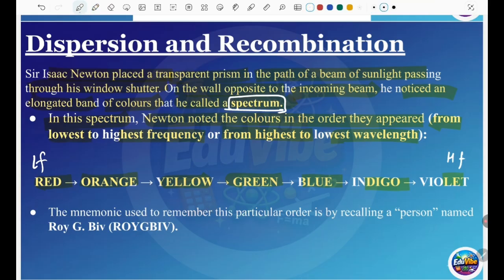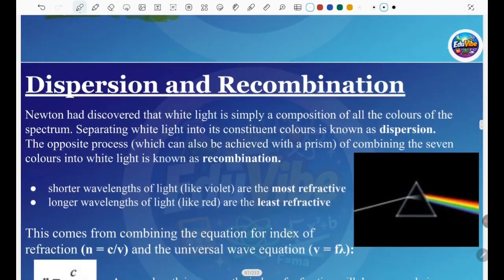For this, we have a mnemonic to remember the order: you call the person named ROYGBIV. The letters stand for the colors red, orange, yellow, green, blue, indigo, and violet. That's what you have to know for the spectrum and for dispersion. This is dispersion, and recombination.